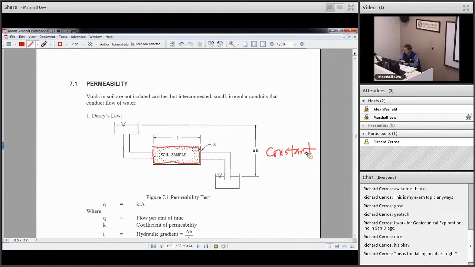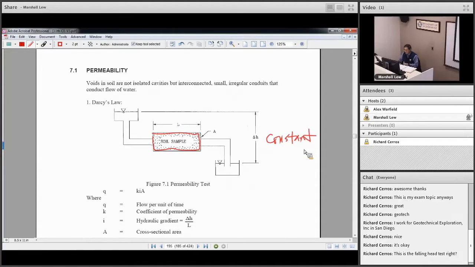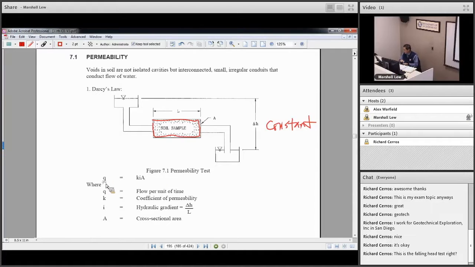Okay, so the first thing we're going to cover is chapter 7 of the book, and that's seepage, and we'll talk about permeability and then flow nets.